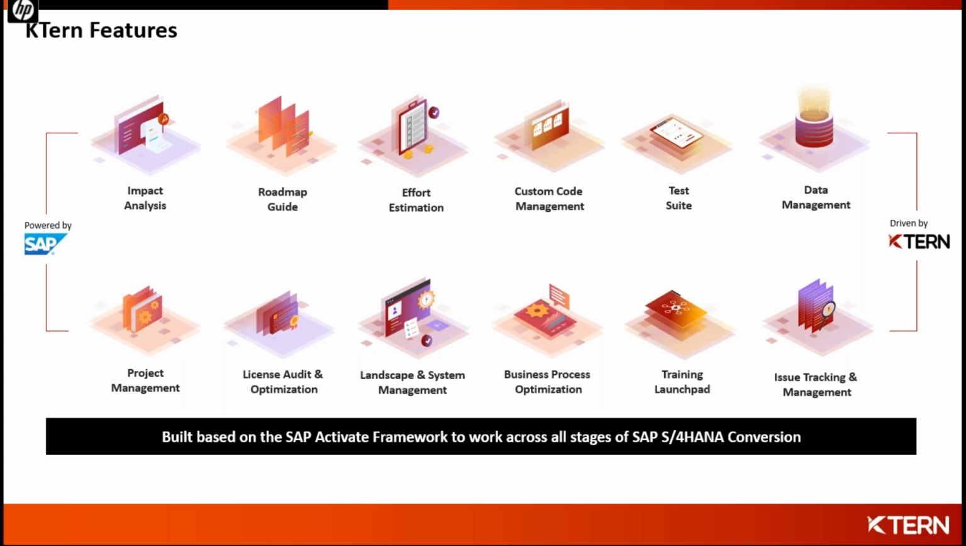And like I said, all these juxtapose on the project management framework. And we have the license audit and optimization, which will take care of your initial TCO savings by identifying unused licenses or inactive users. And for all these automation features to happen, KTern will have to connect to your system. And that is established through the landscape and system transformation, which also talks about the transport request management and version mismatches across the transport requests.